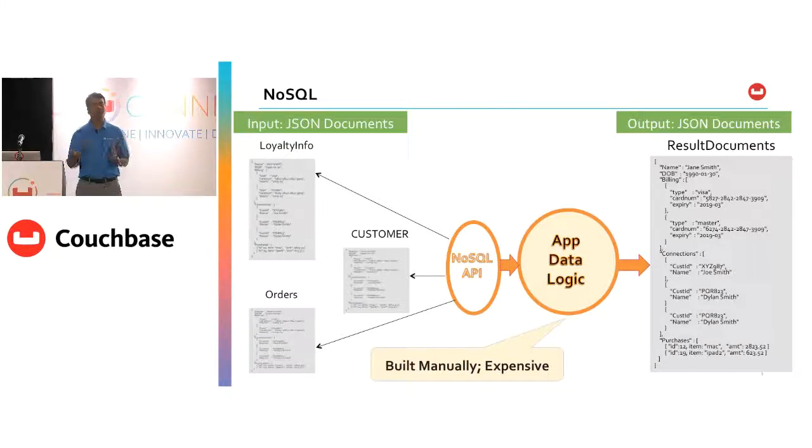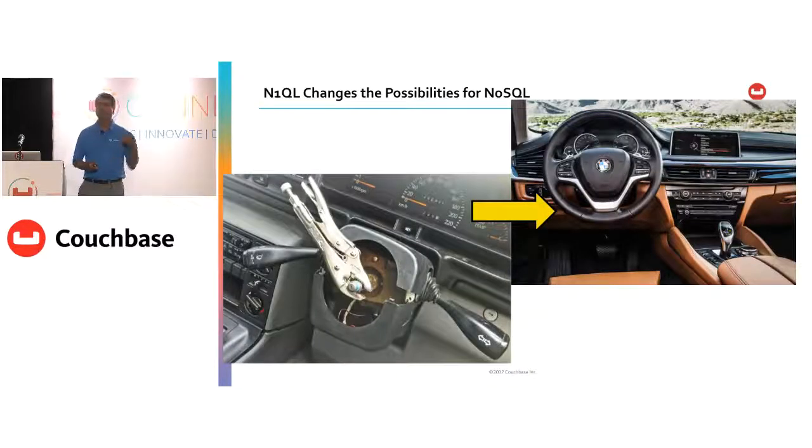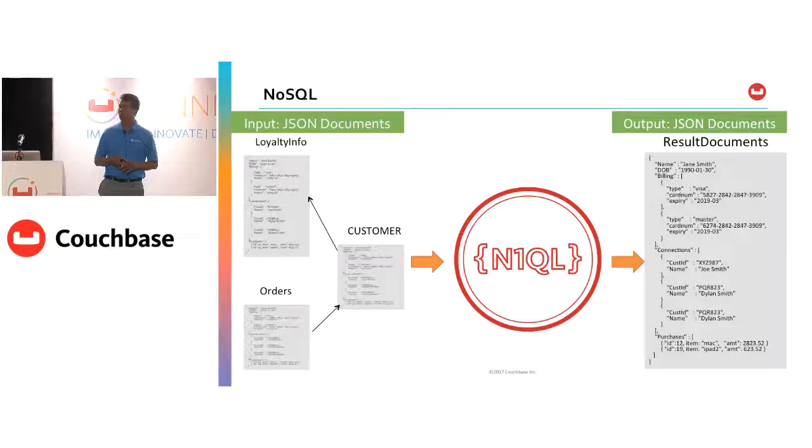In NoSQL systems, if you have input as sets of JSON documents without a declarative query language, you have to write the application logic to fetch the documents that you're interested in, do the processing, and give the result back. And that's built manually and expensive. What we are trying to do is give you the steering wheel back so that you can manipulate the data in a very flexible manner to achieve your business objective. Right? This is the goal of Nickel.